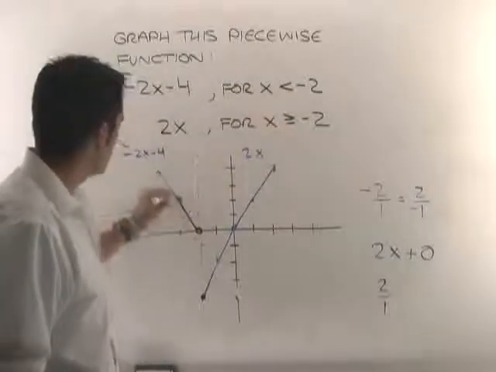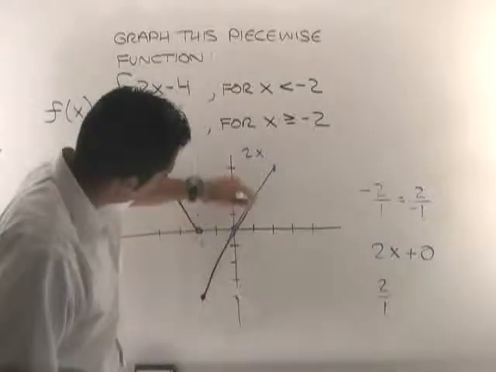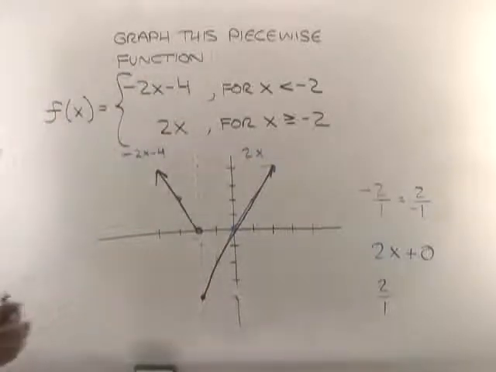So now the black is going to represent our final answer here. It's that to the left, then to the right it's this one over here. And that's the graph of that piecewise function.